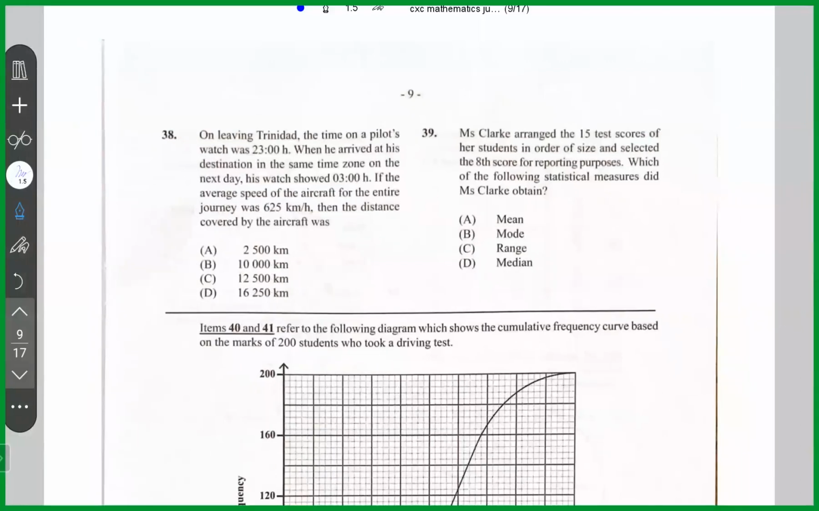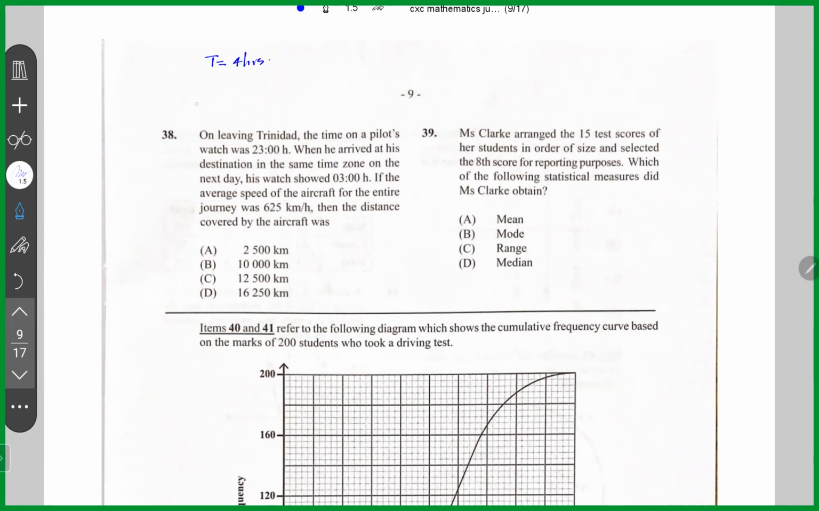38 says, on leaving Trinidad, the time on a pilot's watch was 2300 hours. When he arrived at his destination in the same time zone on the next day, the watch showed 0300 hours. If the average speed of the aircraft for the entire journey is 625, then the distance covered is, well, first of all, the time is actually from 2300 hours to midnight is 1 hour. From midnight to 0300 hours is 3. 1 plus 3 is 4 hours. The time is 4 hours.